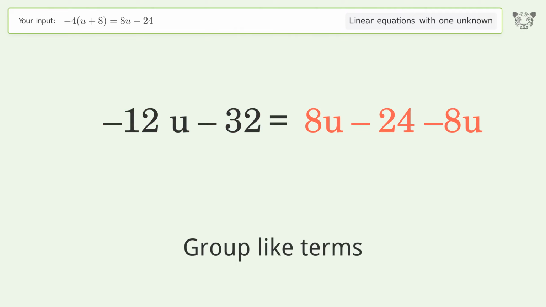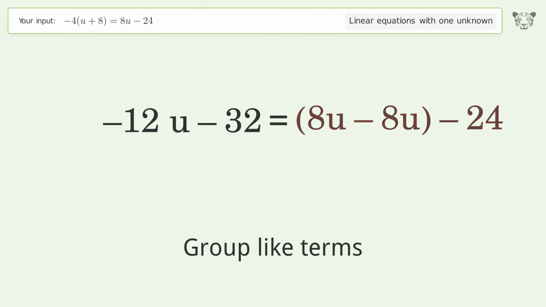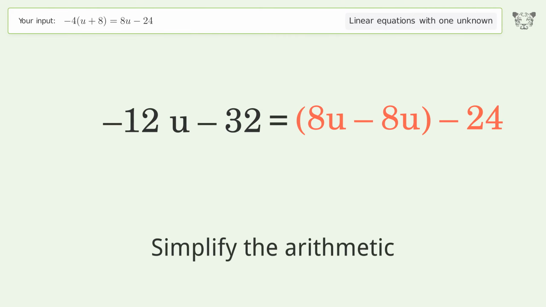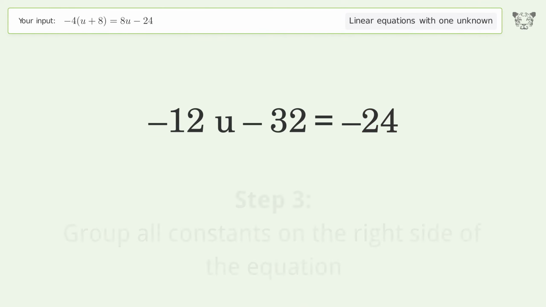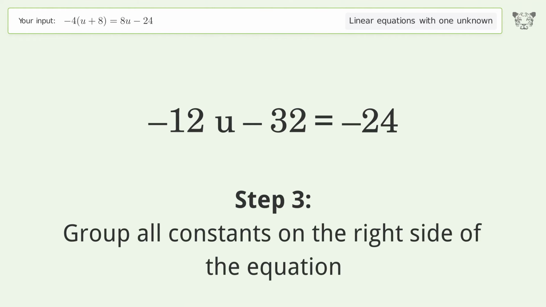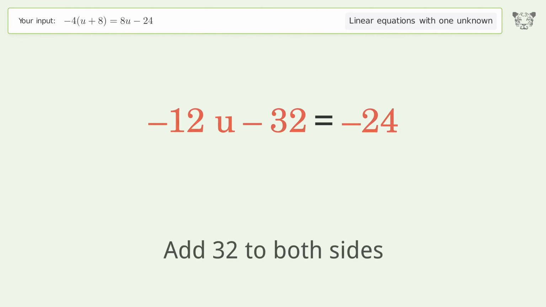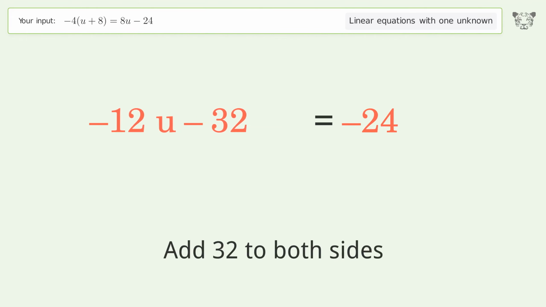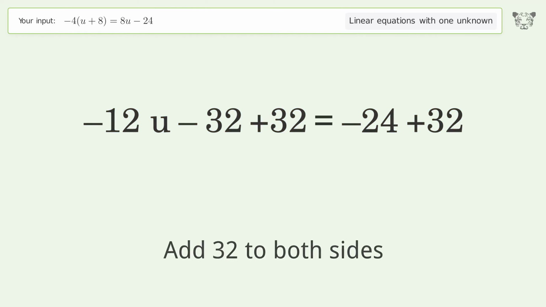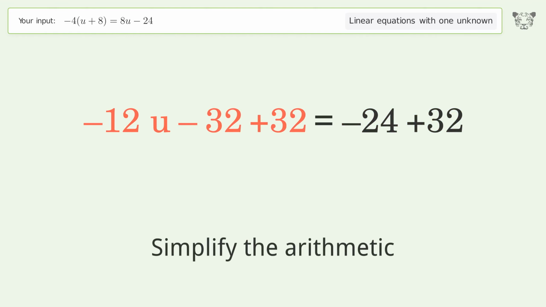Group like terms. Simplify the arithmetic. Group all constants on the right side of the equation. Add 32 to both sides. Simplify the arithmetic.